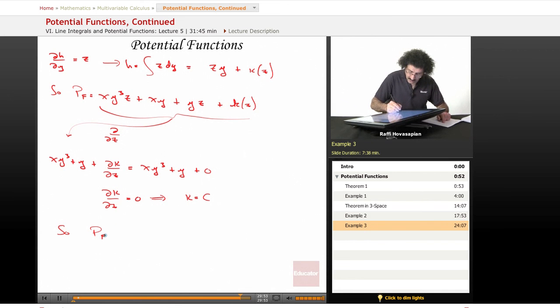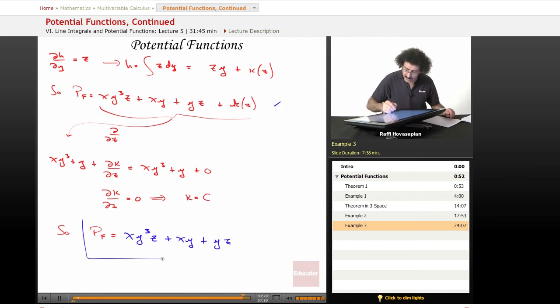So our potential function for this particular vector field is this thing, but k is equal to a constant, which we can take as 0. So what we're left with is x y cubed z plus xy plus yz. There you go. That's our potential function.